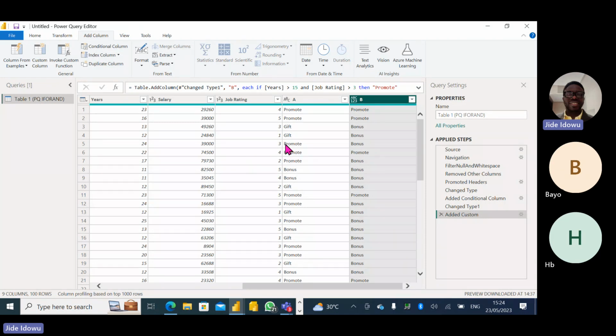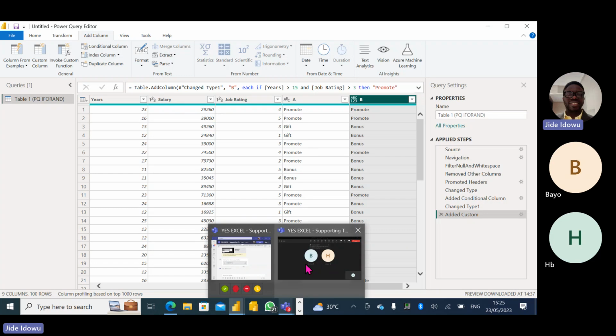If you take a look at this one, it was "if or," so he met one of the conditions. His year was greater than 15, but his job rating is just 3. Well, he was promoted. But when management said both conditions must be met, this person did not meet both conditions, which is the reason he now gets a bonus. I hope this is very clear, and I believe I have been able to answer this question.